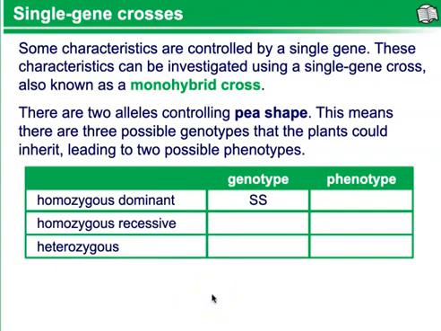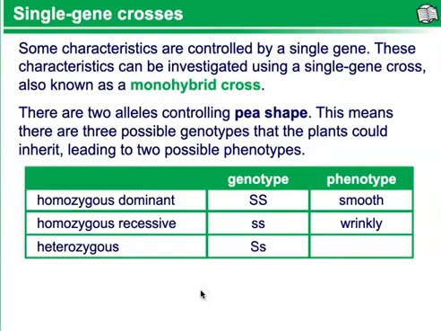So the homozygous dominant genotype is uppercase S, uppercase S. The phenotype, the physical trait that is expressed, is smooth. Homozygous recessive. This is when the pea shape gets 2 recessive alleles, lowercase s and lowercase s. This phenotype is wrinkly. The physical characteristic expressed is that the pea shape is wrinkly.